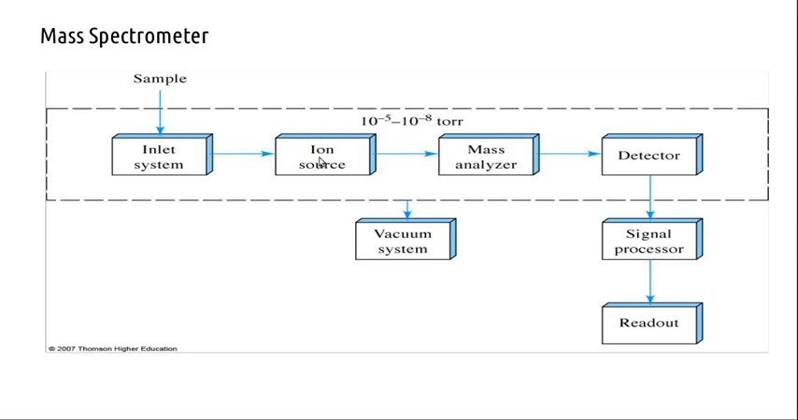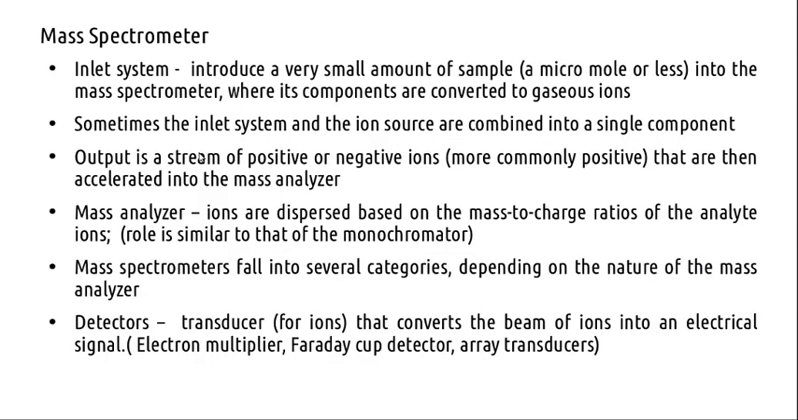You have the ion source, and the ions are accelerated and then go to a mass analyzer where you apply the magnetic field. This is equivalent to a monochromator, where you select different wavelengths in an optical spectrophotometer. And finally there is a detector. The detector is typically an electron multiplier or Faraday cup, and the signal is processed. This is done in a vacuum.